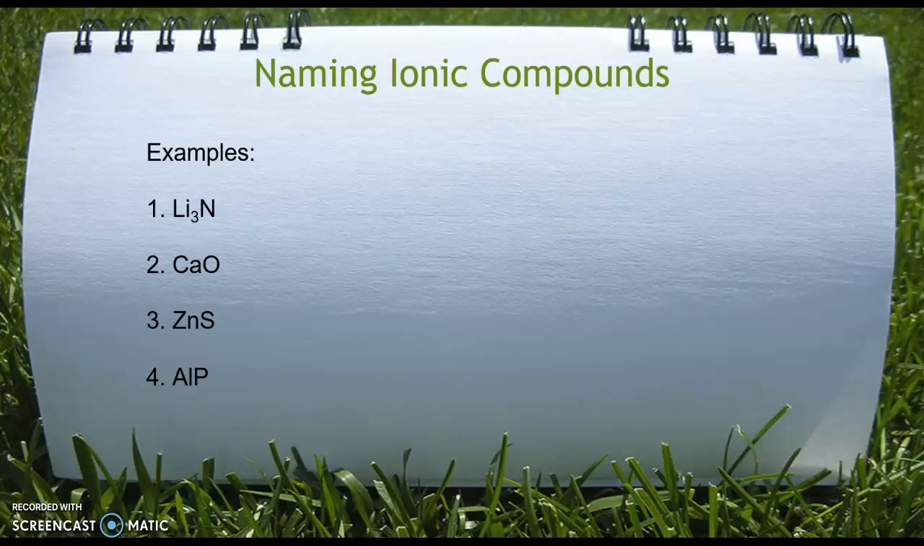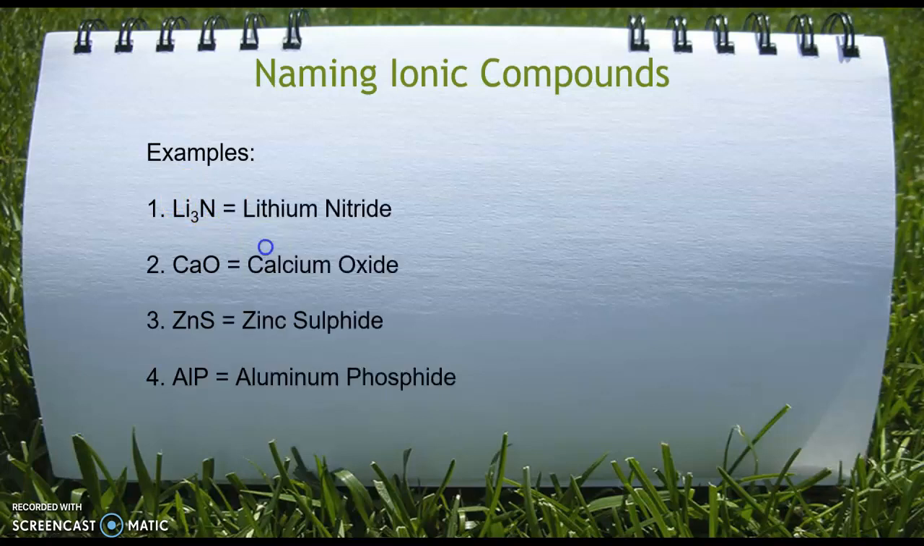Also, let's try to do this. Pause the video and try to use the periodic table to identify the symbols for both the metal and the non-metal and try to name these compounds. And we're back, and these are the names of these ionic compounds.